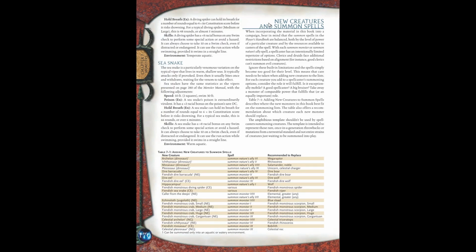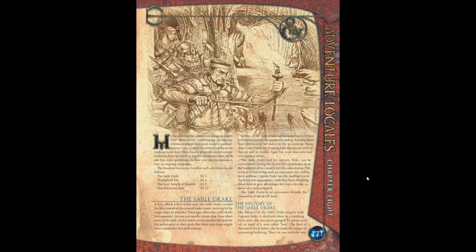And finally, let's see. Oh yeah, new creatures and summoning spells. So here's more new summon stuff, which is more appropriate for water stuff, including that Yugoloth. And recommended things to replace them with. Just because the summon monsters and summon nature's ally need to be more powerful or something, I don't know. And finally, adventure locales. Basically just various things to throw into setting campaigns.